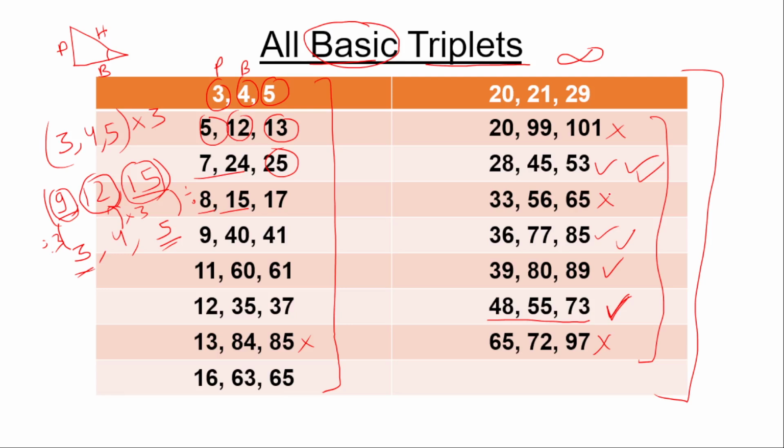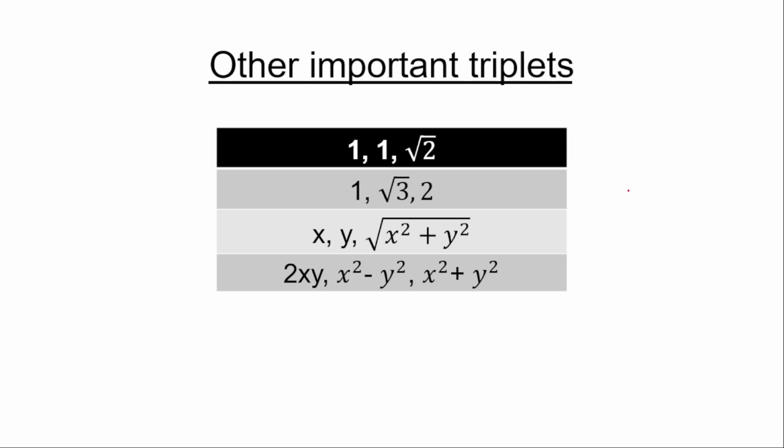You should know all the basic triplets. Then other important triplets are 1 1 root 2, 1 root 3 2. This will be used in the height and distance chapter.